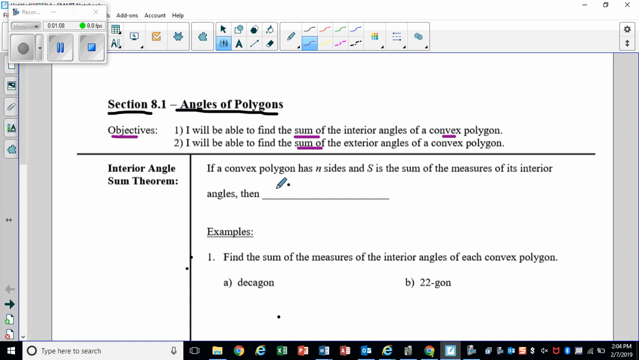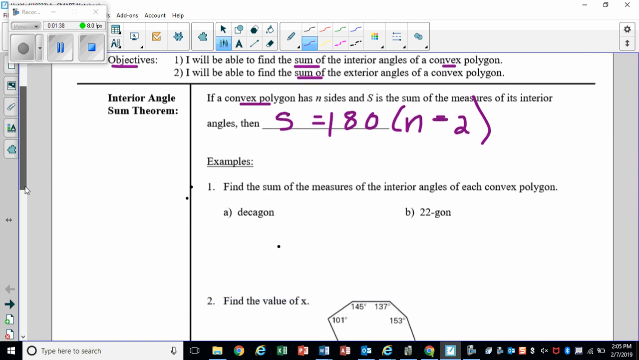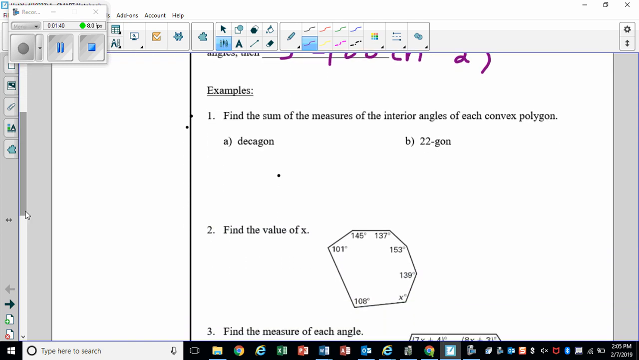So in this case, it says the interior angle sum theorem: if a convex polygon has n sides and S is the sum of the measure of interior angles, then S is going to equal 180(n minus 2). So this is the formula we're going to be using to find the sum of any interior angle in a polygon. How did we get to this formula? What would be the easy way to remember this formula? We will go into it in class when I see you.